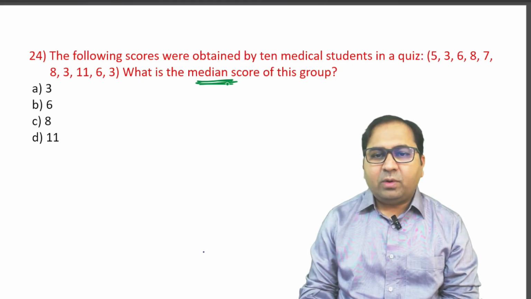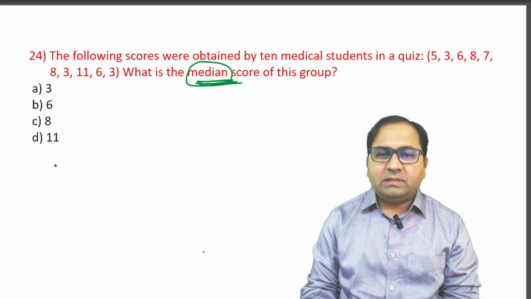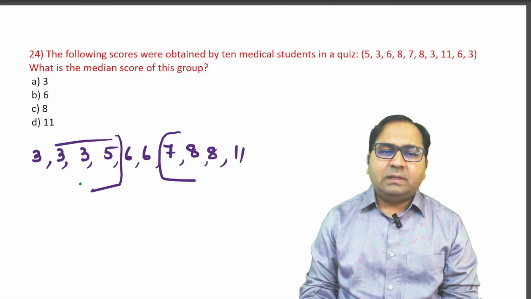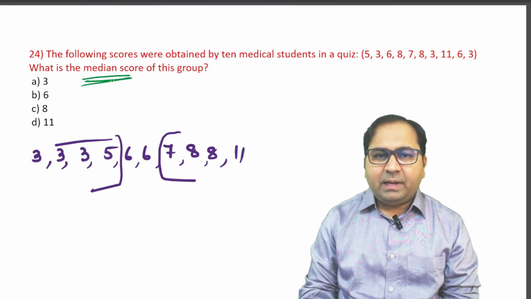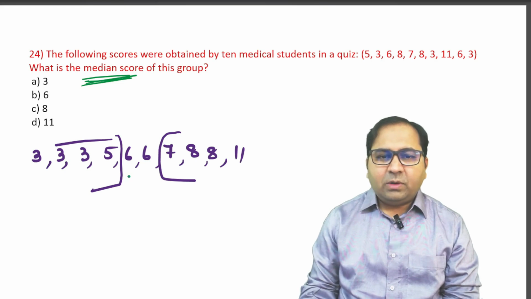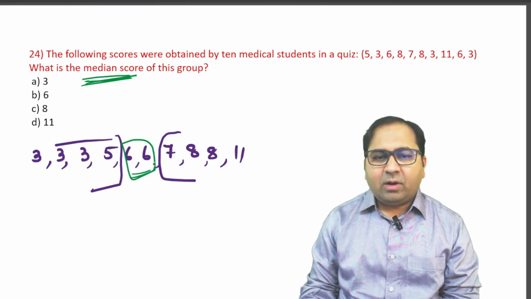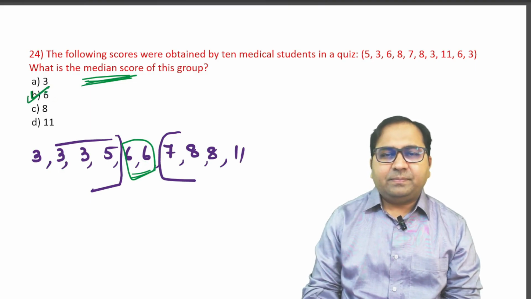Next question. The following scores were obtained by 10 medical students in a quiz. So what is the median score in this group? So how do you calculate? How do you answer? They have given few options: 3, 6, 8 and 11. When you arrange all the numbers in ascending order, you have to see the median score of this group. So you take the middle number. It is 6. I have done it already. You do it for yourself. So the answer for this question is 6.